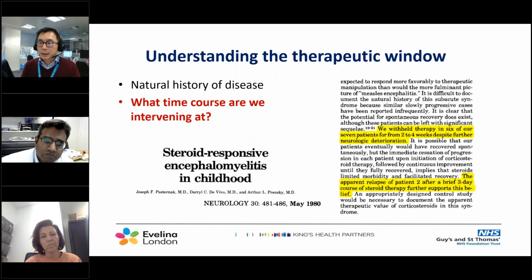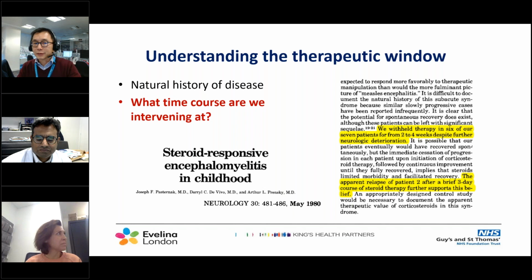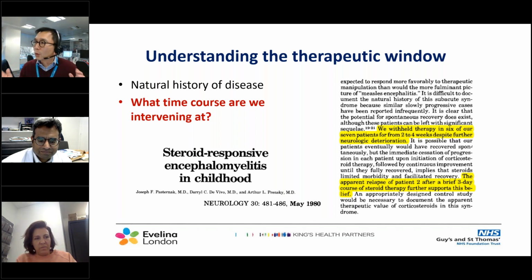This is a typical paper that I generally show to highlight that our comfort levels change with time. This is a paper from the 80s, as you can see there. Daryl DeVivo, a lot of you will know, quite famous for other things now, but to demonstrate the steroid effect in encephalomyelitis, they had to hold treatment for 2 to 4 weeks before introducing steroids. And I'm glad that none of us will use that as a comfort level now, which makes it more difficult to do a control study.